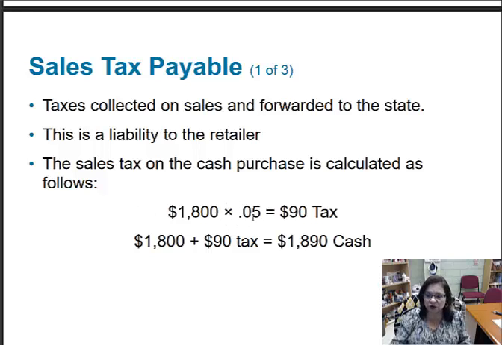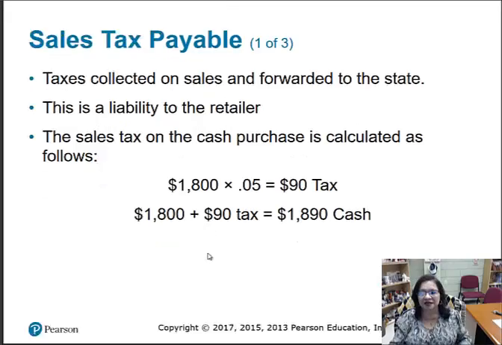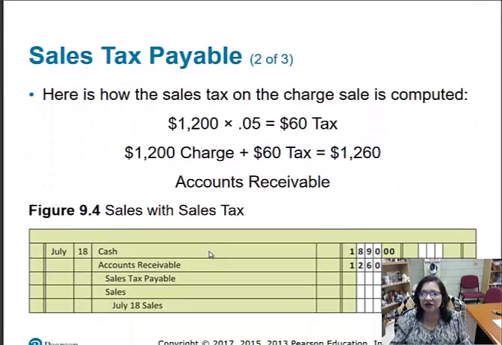So if the sales tax was 0.5, then it would equal $90 on the sale of this item. So it's 1,800 plus the $90 gives you the total amount that the buyer has to pay. Okay, but those $90 don't stay with the person that's selling you the item. That goes to the state. So here's how the sales tax and the charge of the sale is computed. Okay, why they don't stick with the 1,800, I don't know.